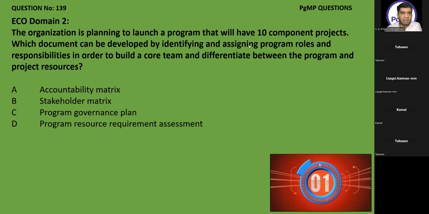So the other thing that we learned is that we have to read the complete sentence. He clearly wrote program roles and responsibilities, which points directly to the program governance plan. So he is telling about the program roles, responsibilities, and metrics. But what is our ultimate goal? The ultimate goal is to differentiate between the program and the project resources. So this takes us to option A, which is the accountability matrix. Okay, next.